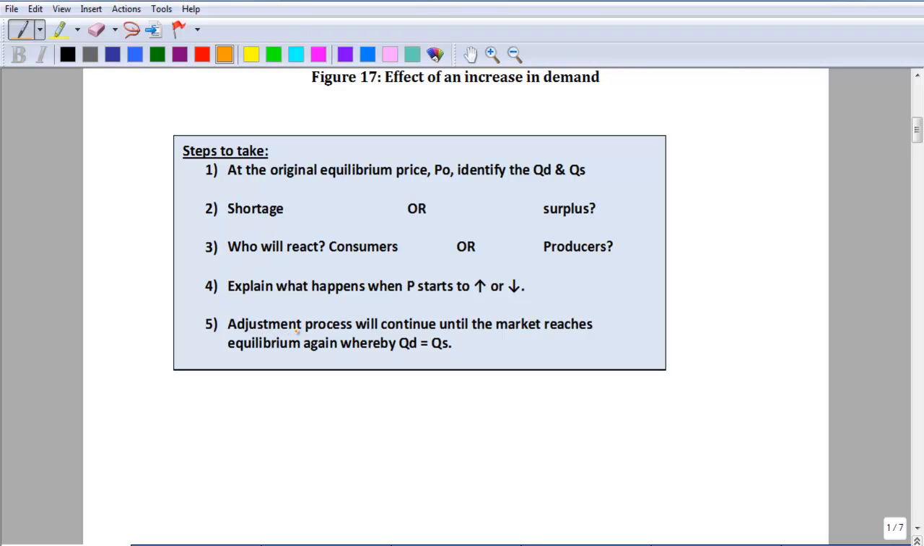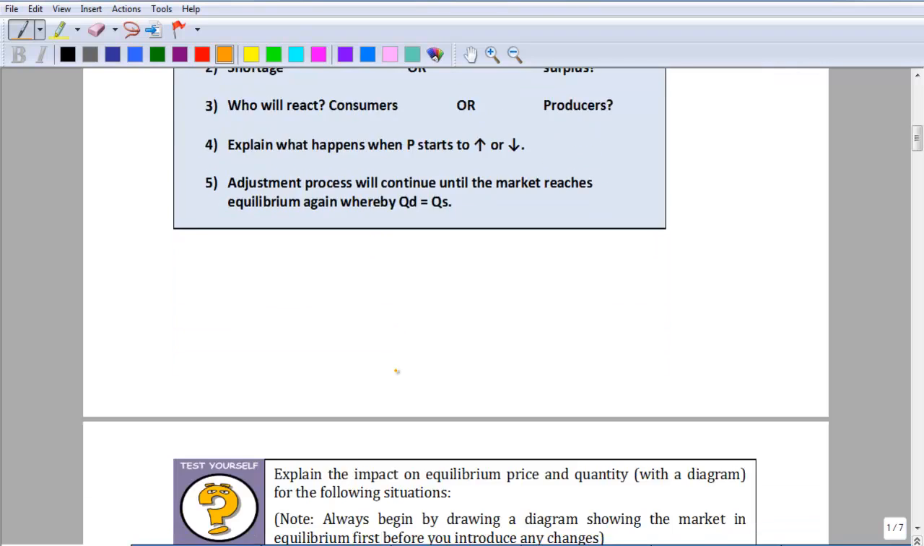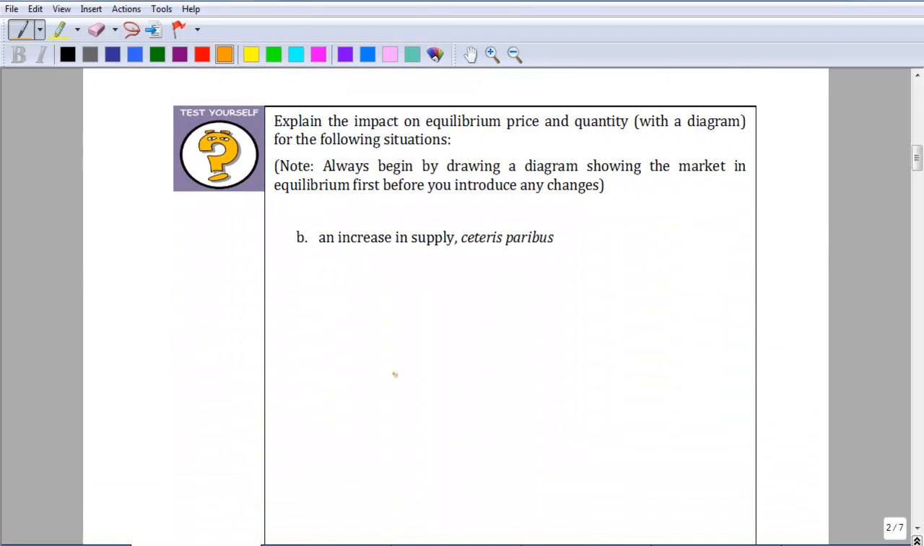For today's lecture, we will continue from where we stopped. Please refer to page 26 of your lecture notes. We will attempt to illustrate the next 2 cases found in the Test Yourself box in your lecture notes. We will be using a diagram and we will explain what will be the impact on the market equilibrium price and quantity when the following scenario or situation occurs.